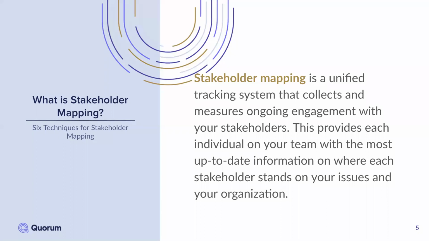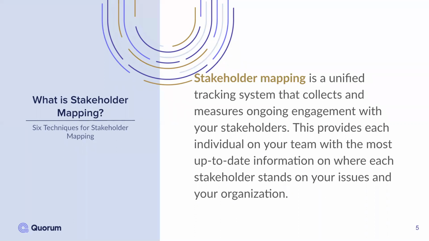Now, moving into the content for the day, what is stakeholder mapping? Stakeholder mapping is a unified tracking system that collects and measures outgoing engagement with your stakeholders. This provides each individual on your team with the most up-to-date information on where each of your stakeholders stands on your issues and with your organization.